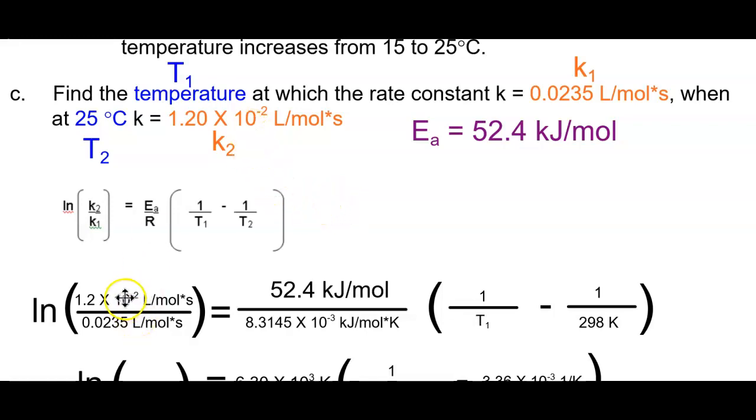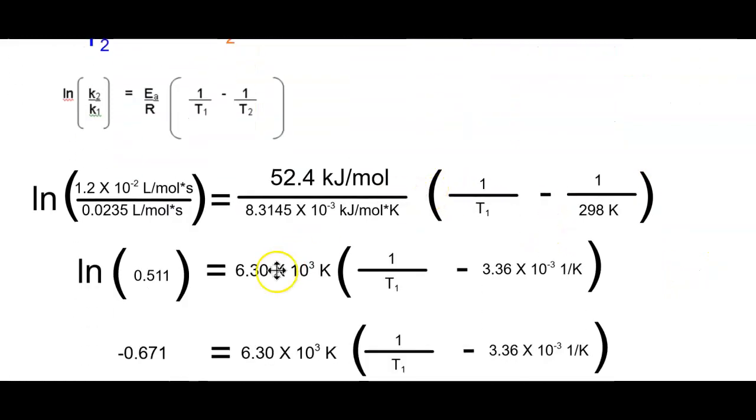We know K2, remember K2 goes on top, K1 goes on the bottom. This is our E sub A we calculated earlier in the problem on part A. This is the R constant that we're going to use, 1 over T1 because we don't know T1, 1 over T2 which has been converted into Kelvin. I showed you that on the previous page. It would be 25 degrees Celsius plus 273.16 is 298 with sig figs.